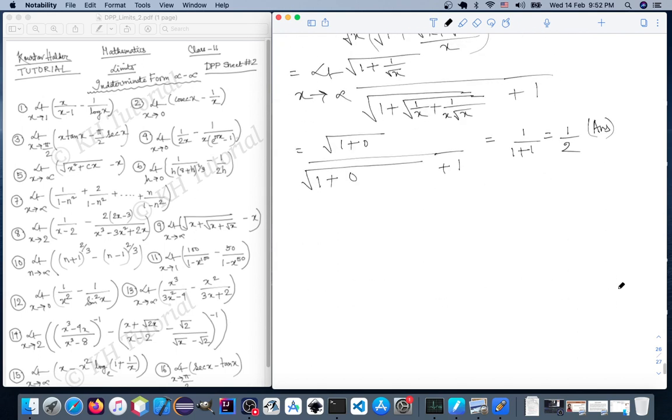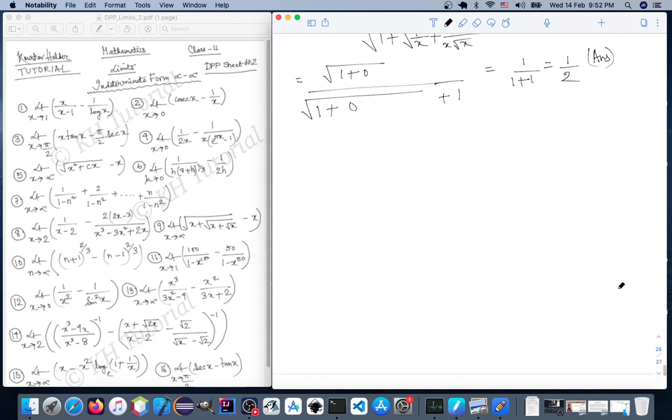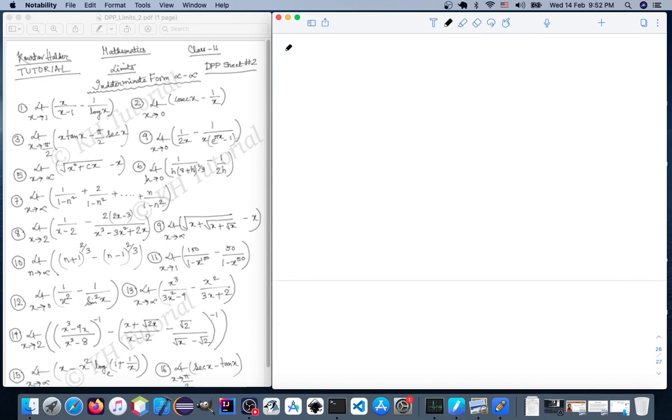Let's move to the next question. It was 10. It says, at n tending to infinity, (n plus 1) to the power 2 by 3 minus (n minus 1) to the power 2 by 3. So clearly n plus 1 tends to infinity, and also n minus 1 tends to infinity. So it is of the form infinity minus infinity.